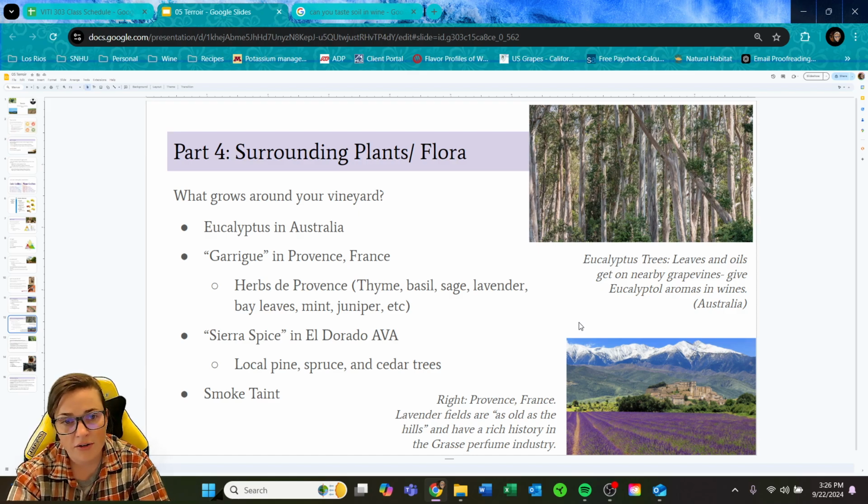So there's this underlying aromatic of kind of Christmas tree or Christmas spices in some of the red wines especially, and also an underlying sense of freshness and vibrancy in the whites. So taste some wines from El Dorado and see if you can get that. It's a new and upcoming theory for the area. It'll be interesting to see if we can prove it with the research paper soon. So something fun. And then smoke taint, as we talked about. So smoke taint would be a surrounding factor that would affect your wines.